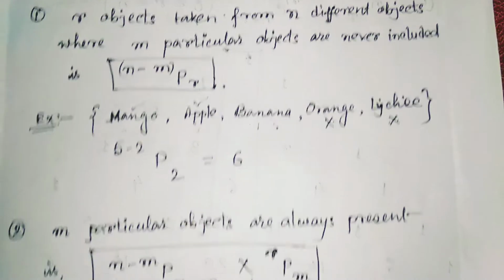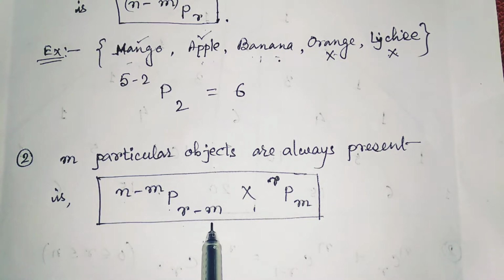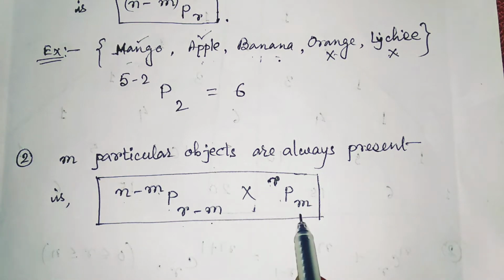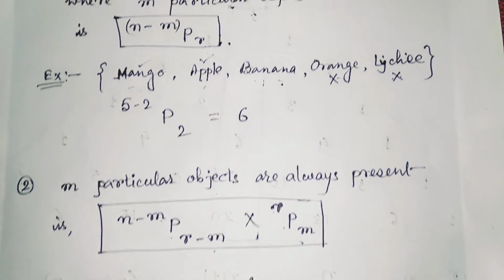The next situation is the same: n number of total objects are there, and r objects are to be chosen. Among these r objects, m particular objects are always present. In the previous one, some objects are always absent, and here some objects are always present. At that time, what is the formula? This is (n minus m)P(r minus m) into rPm.